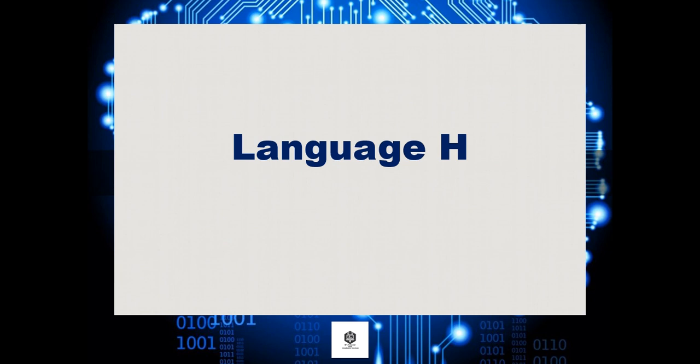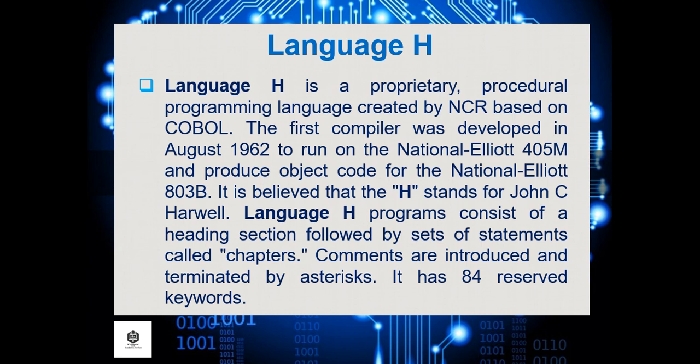Language H. Language H is a proprietary procedural programming language created by NCR based on COBOL. The first compiler was developed in August 1962 to run on the National Elliott 405M and produce object code for the National Elliott 803B. It is believed that the H stands for John C. Harwell. Language H programs consist of a heading section followed by sets of statements called chapters. Comments are introduced and terminated by asterisk. It has 84 reserved words.